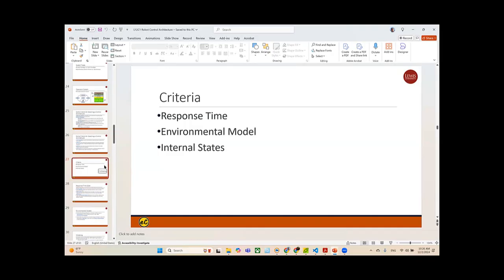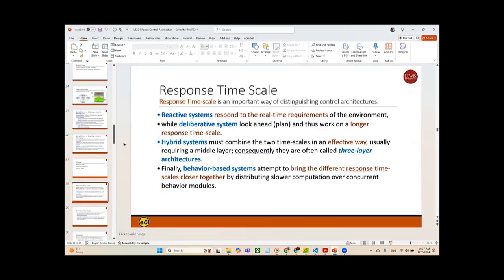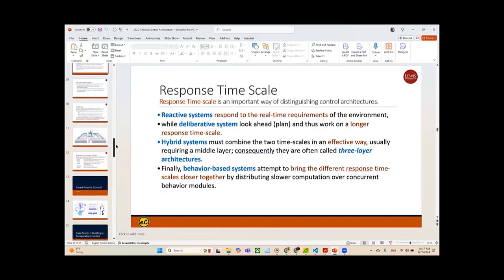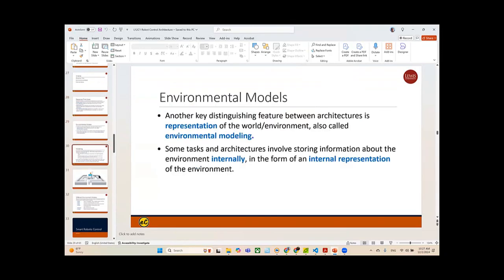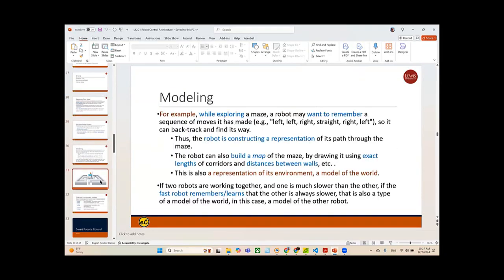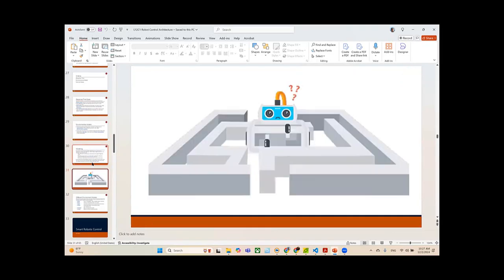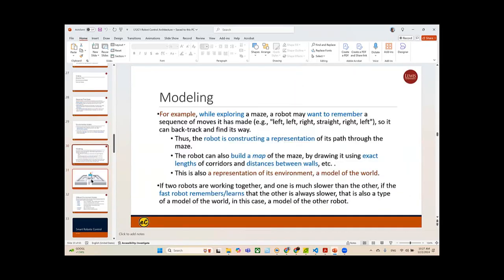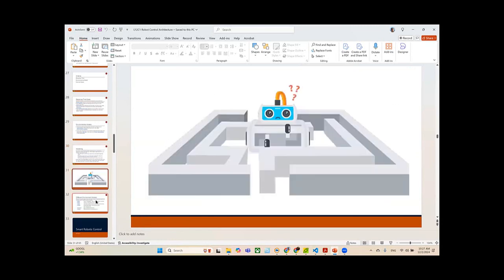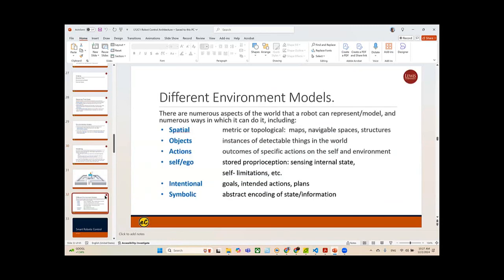You have to consider response time, environmental model, internal state. A lot of issues over here. Anyway, this is the choice of architecture, implementation, hardware type, and also operation system. Then you do system modeling, to make sure that you can predict the performance of the system. So far, any question?